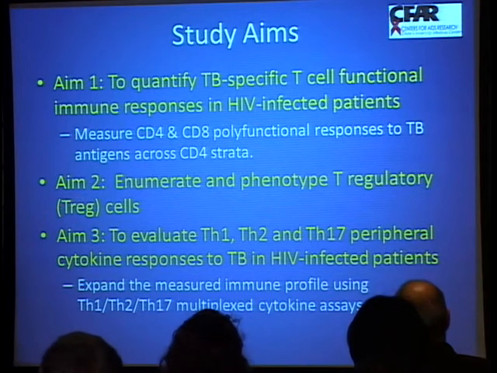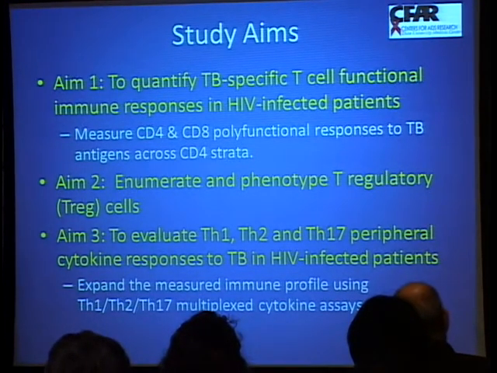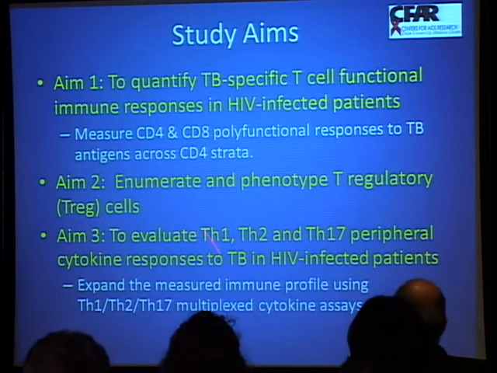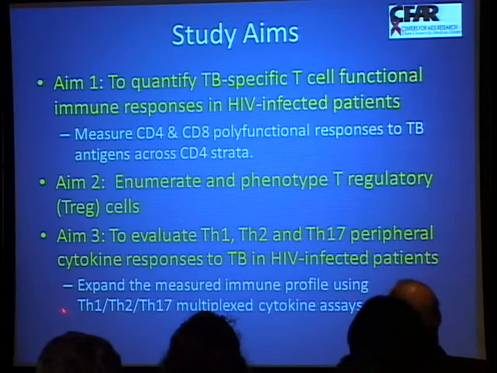So we came up with a number of aims. Aim number one is to quantify TB-specific T-cell functional immune responses in HIV-infected patients, specifically looking at polyfunctional T-cell responses across CD4 strata, including those above 350 and up. We've also developed a polychromatic T-regulatory cell flow cytometry panel, which phenotypes and reliably enumerates Tregs, that we want to apply to really get at this question of whether or not Tregs are playing a role here in T-cell reconstitution. And then aim 3 will be harvesting the supernatant and looking at broad cytokines via multiplex assays.